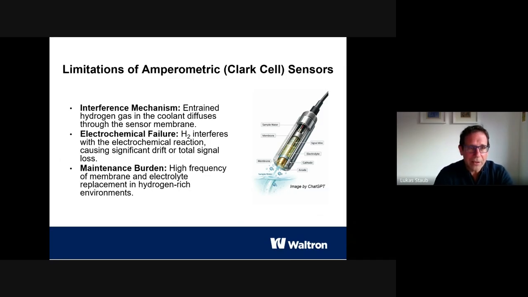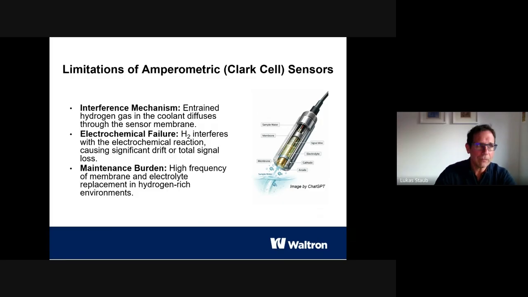Especially in these applications, there is a bit of a maintenance burden on such sensors, and it's also difficult to remove them from the process, which, again, is a process where we have pressure and a certain temperature applied. Removing the sensor just for maintenance purposes is a bit of a burden. There can also be interferences from temperature fluctuations and mechanical damage, especially to the membrane that usually covers a Clark cell.